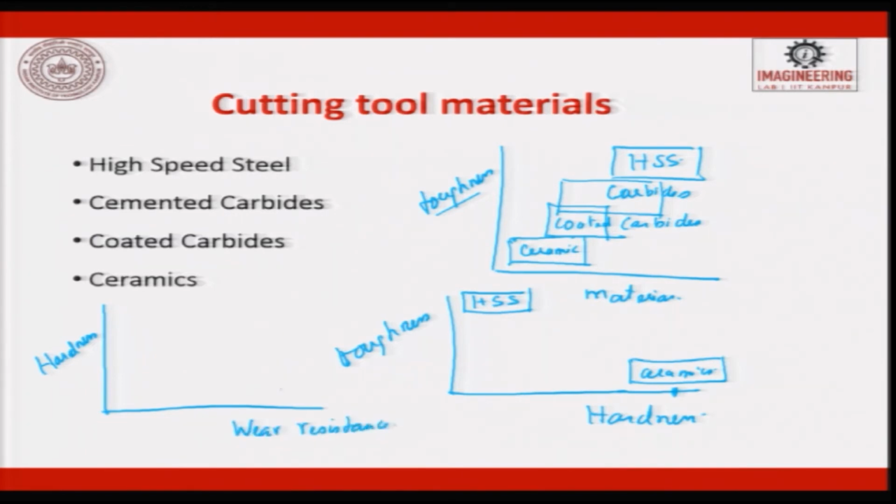Okay. So, ceramics will fall here, ceramics will have very high hardness and the wear resistance is also very high. So, here will be HSS. I have just plotted different graphs, so that you will know the properties which are important are hardness. In fact, hardness I should change it as hot hardness, then wear resistance, toughness, all these things are important.